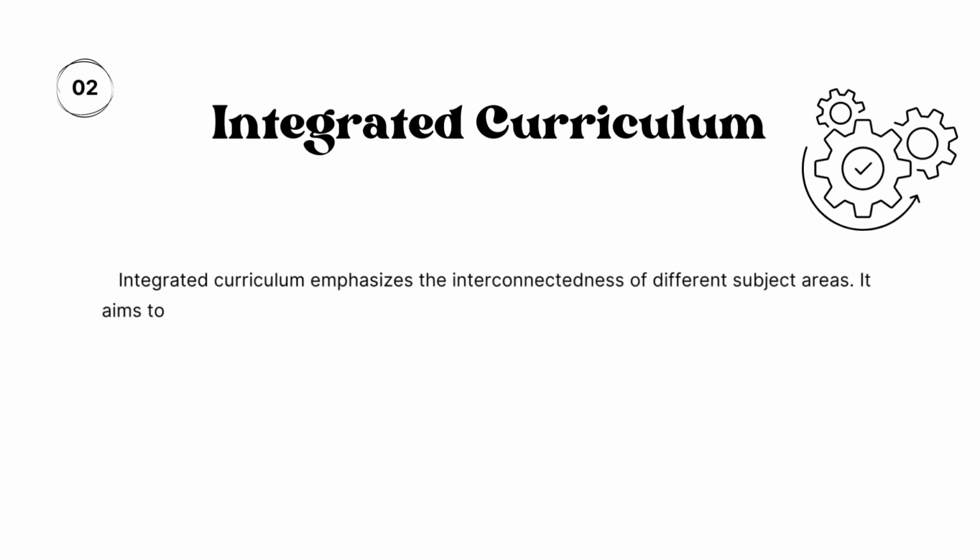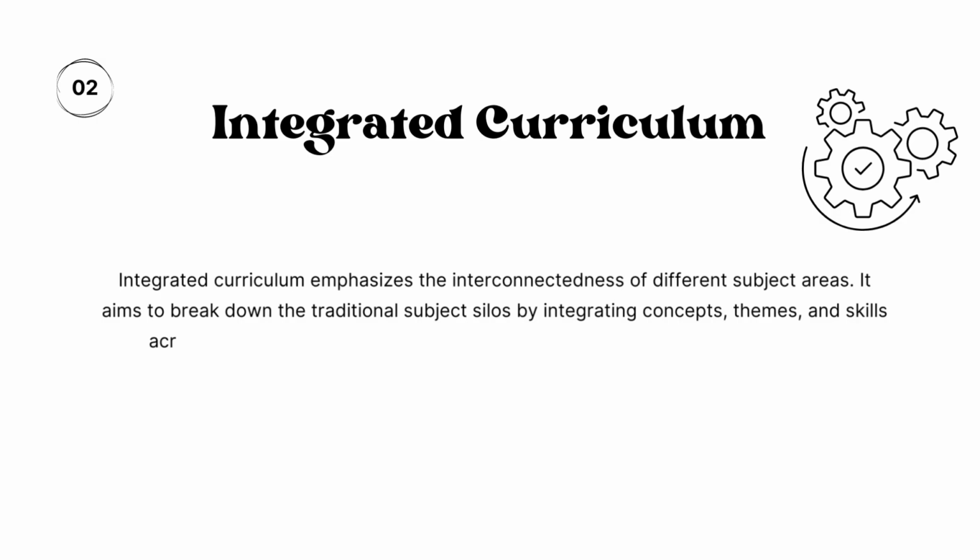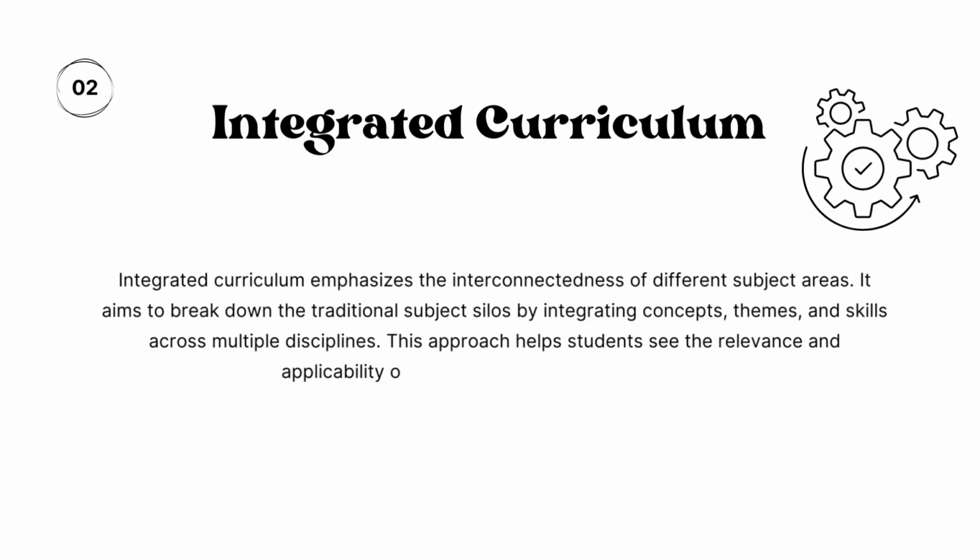The second type is integrated curriculum, which emphasizes the interconnectedness of different subject areas. It aims to break down the traditional subject silos by integrating concepts, themes, and skills across multiple disciplines. This approach actually helps students see the relevance and applicability of knowledge in real world contexts.